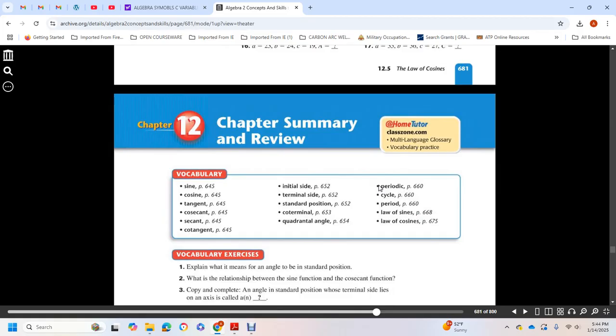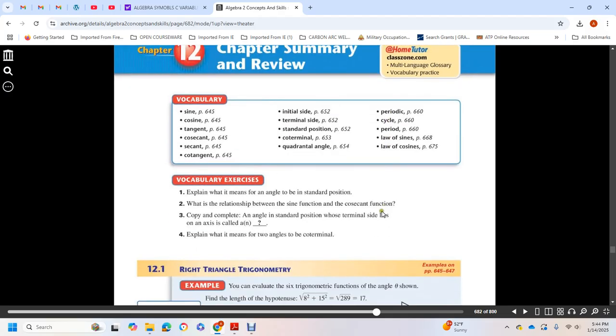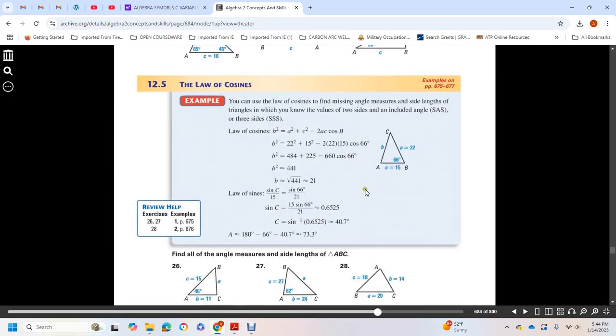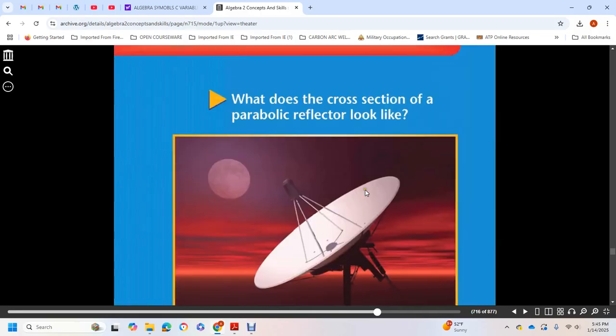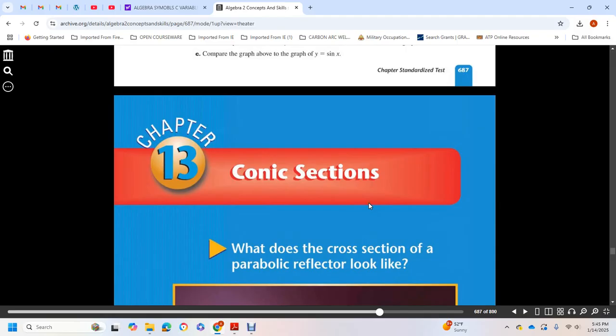Alright, chapter 12 review, a summary and review: sine, cosine, tangent, cosecant, cotangent, initial side, terminal side, standard position, coterminal, quadrant angle, periodic, cycle, period, law of sines, and law of cosines. Alright, chapter 13, conic sections.